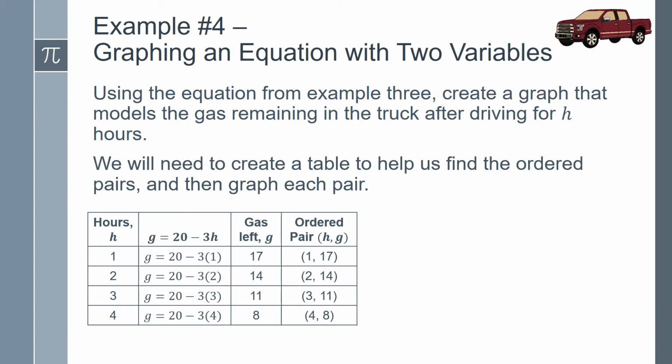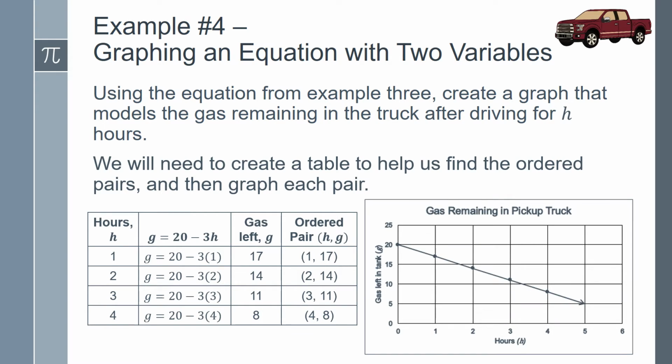After 1 hour, we have 17 gallons of gas left. After 2 hours, we have 14 gallons. After 3 hours, we have 11 gallons, and after 4 hours, we have 8 gallons of gas left. Finally, we'll plot each of these on a coordinate grid, and that will be our graph. Notice that the line goes down because we are using gas as time goes on, so the amount of gas left in the tank decreases each hour. Remember to put an arrow on the end of your line because this continues until the gas tank is empty.